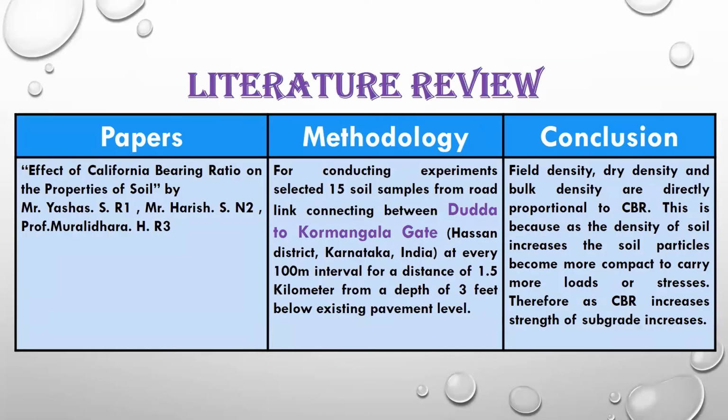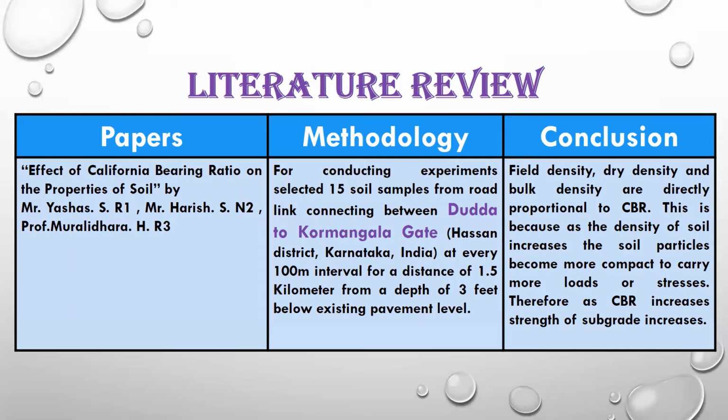Now I am moving towards the literature review. These are the research papers we have studied for doing this final year project. You can put three or four research papers here. The first one, for papers, methodology and conclusion, is the effect of California bearing ratio on the properties of the soil by Mr. Yashas, Mr. Harish and Professor Muraladhara.